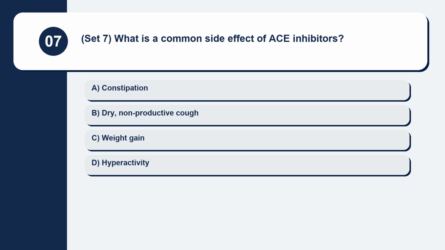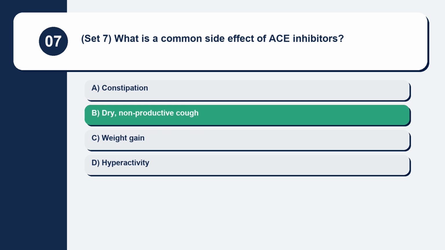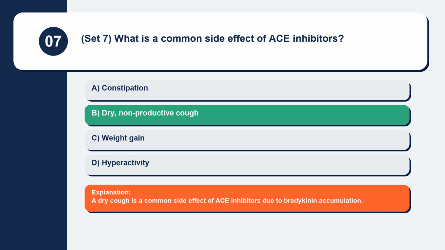Question 7. Set 7. What is a common side effect of ACE inhibitors? Constipation, dry, non-productive cough, weight gain, hyperactivity. A dry cough is a common side effect of ACE inhibitors due to bradykinin accumulation.